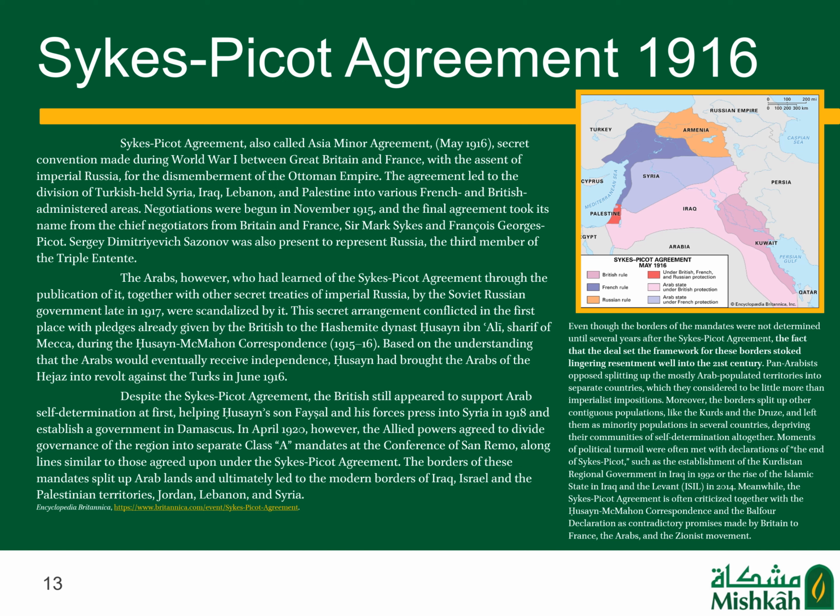See, this was their goal. Fighting the Ottomans wasn't a means of just fighting an enemy and repelling them. No. There were colonial ambitions all along, and this led to the division of Turkish-held Syria, Iraq, Lebanon, and Palestine into various French and British administered areas. Negotiations were begun as early as November 1915, just a year after the Ottomans joined World War I. And the final agreement took its name from the chief negotiators from Britain and France, Sir Mark Sykes and Francois Georges Picot. Sergei Dmitrievich Sazonov was also present to represent Russia.